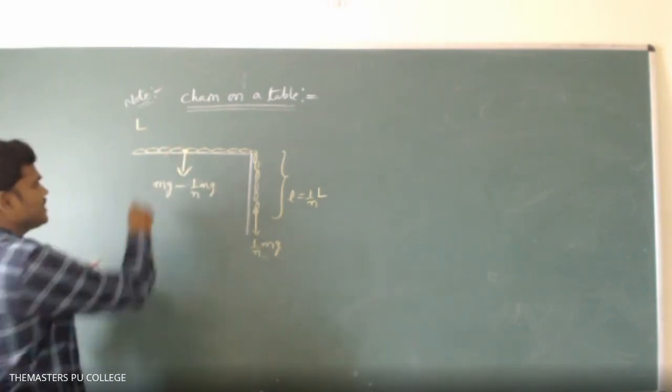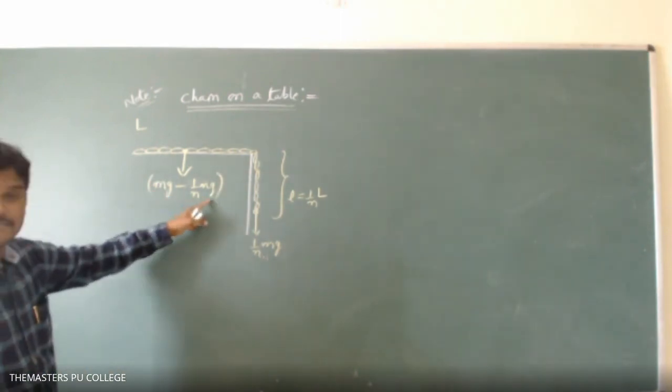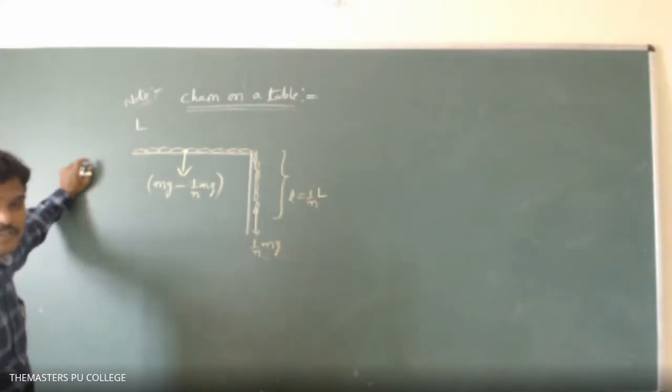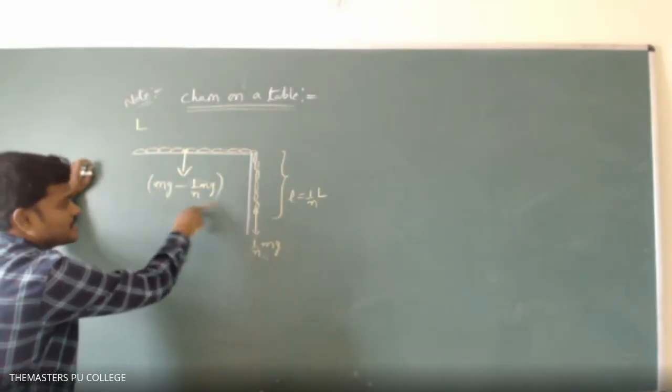Are you following this weight? Is it okay? Mg minus 1 by n into mg. Yes, sir. Explain, sir. Is it clear? Sir, please explain again. In mg, how much part is hanging?